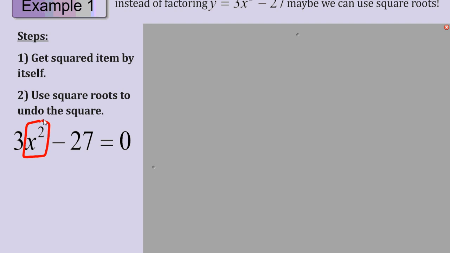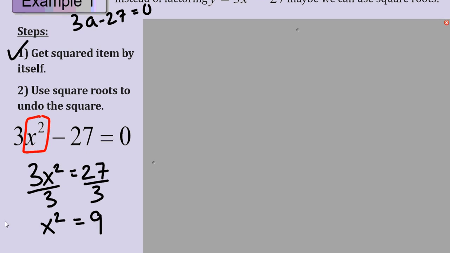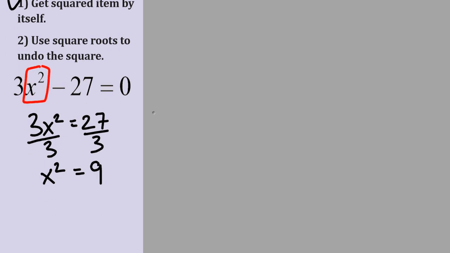If I want to get that by itself for step 1, you work away and towards it, just like when you solved equations back in the earlier part of the year. If I had 3x squared minus 27 equals 0, I would add the 27 over first. So I get 3x squared equals 27. I don't have the x squared by itself yet. I need to divide by 3. Now I get x squared equals 9. Now that I have the squared item by itself, I use square roots to undo the square.